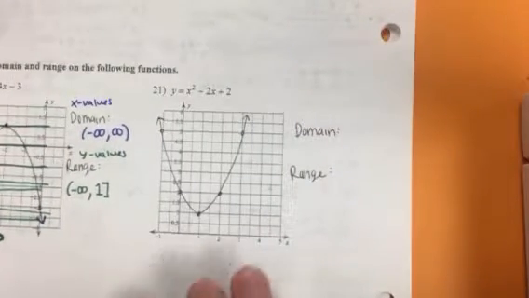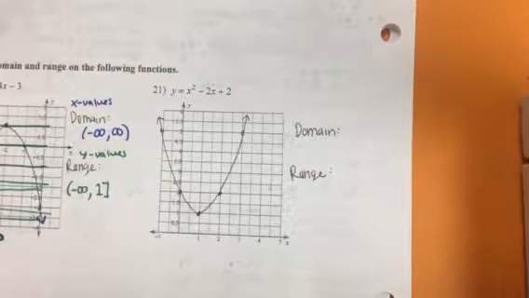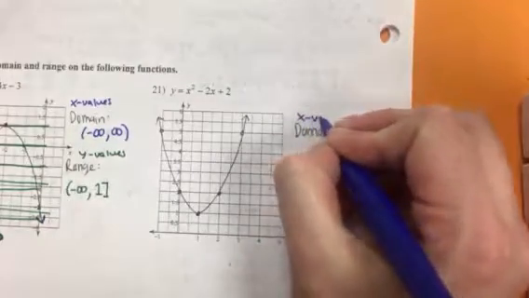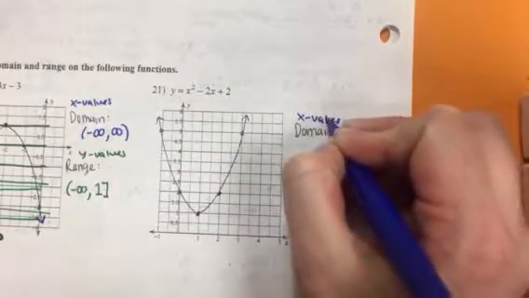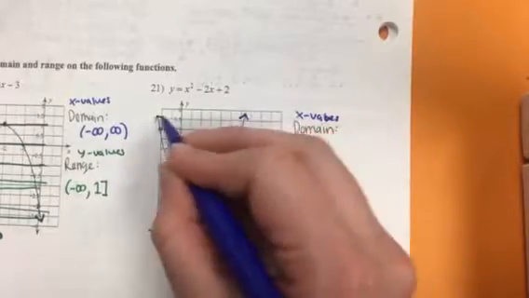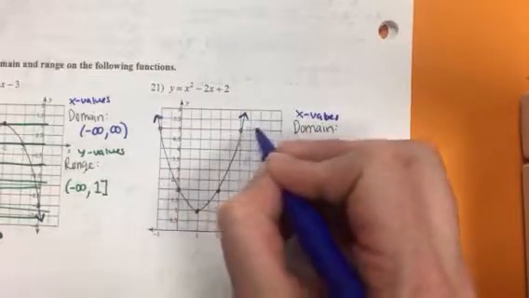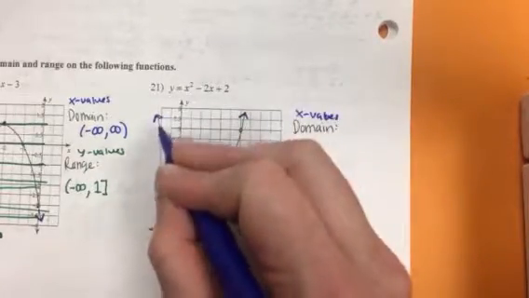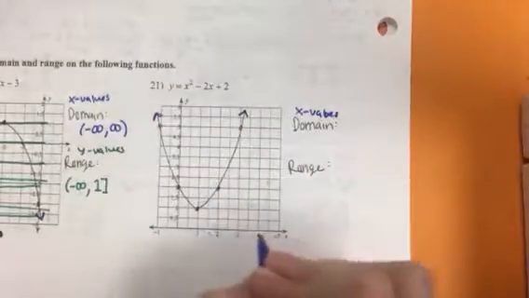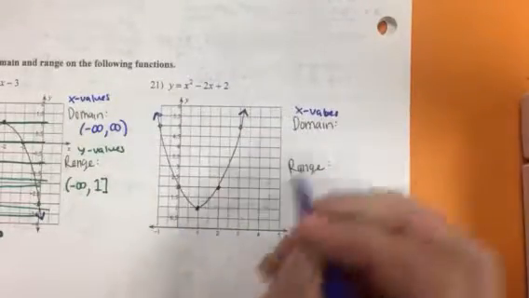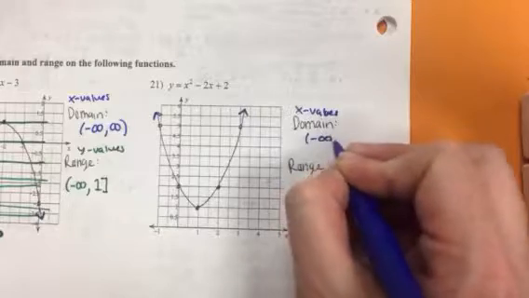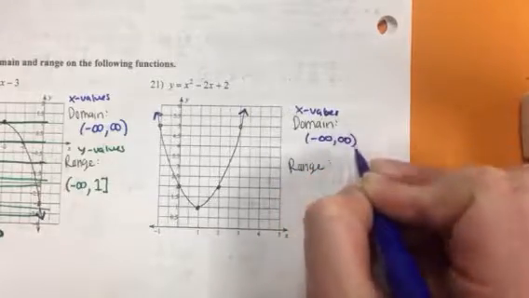Okay, let's try another one. Domain are my x values. I have arrows, which mean my graph will continue going to the right and it will continue going to the left. So all of these x values are going to be true from -infinity to infinity.